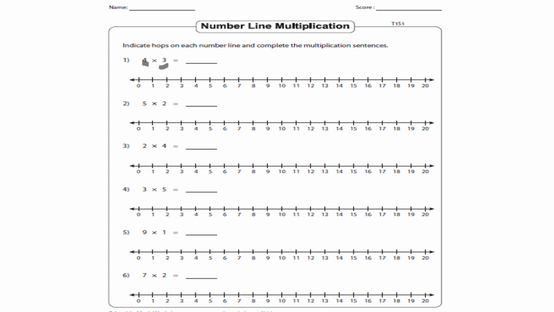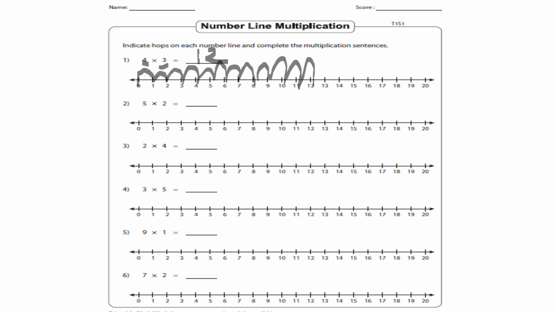Okay, now let's start from the 0. 1, 2, 3, 4. One time. 1, 2, 3, 4. 2 times. 1, 2, 3, 4. 3 times. All right. So 4 threes are 12. Now let's move on to the next one.